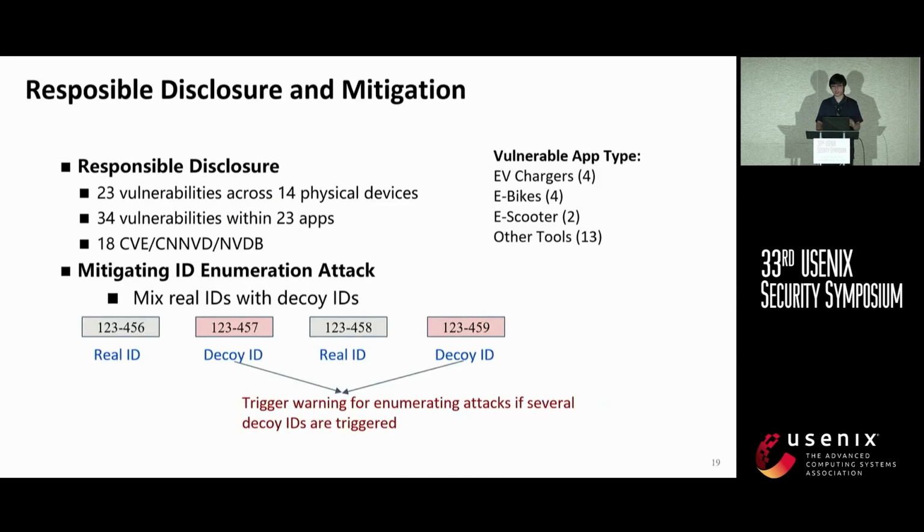In summary, we successfully uncovered over 50 vulnerabilities in 33 products. We notified the vendors and they confirmed our findings. Most of the vulnerabilities have been fixed, but some still remain in the old products. To prevent large-scale exploitation due to ID enumeration, we propose a decoy ID-based solution. The basic idea is to insert decoy IDs among real IDs. If a client consistently triggers decoy IDs at high frequency, it strongly indicates that adversaries are attempting to enumerate IDs.